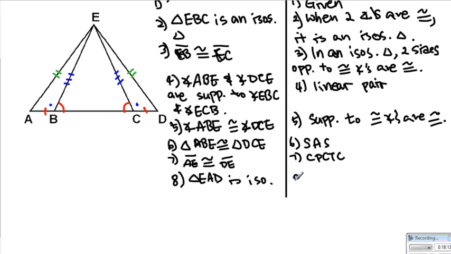Then the last statement proves that the big triangle would be isosceles, because simply two sides are congruent in a triangle. Basically, we can call this one the definition of an isosceles triangle. All right. So there it goes. Now let's move on to the next question.